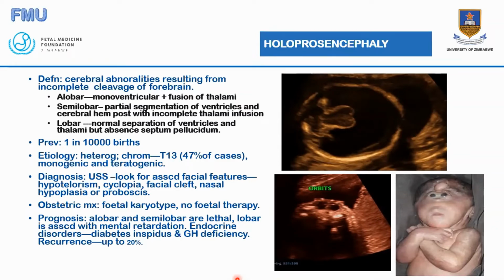Then the lobar type may be associated with mental retardation and endocrine disorders such as diabetes insipidus and growth hormone deficiency, and I've already highlighted the recurrence risk based on the etiology.